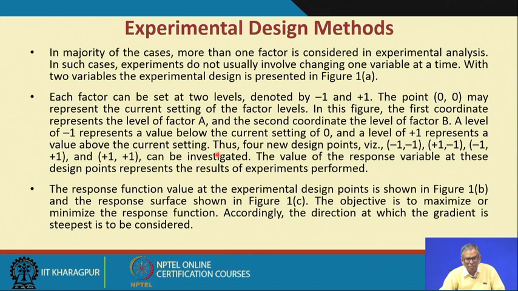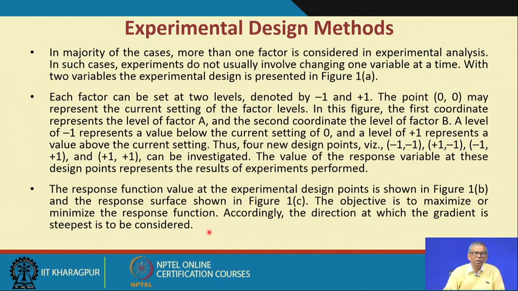This is just an example. Thus, for 4 new design points: -1,-1; +1,-1; -1,+1; and +1,+1. So, these are the possible combinations you have. So, for each combination you have to carry out an experiment. The value of the response variable at these design points represents the results of the experiments performed. Okay. So, the response function value at the experimental design points is shown in the next figure, and the response surface shown in this. The objective is to maximize or minimize the response function.